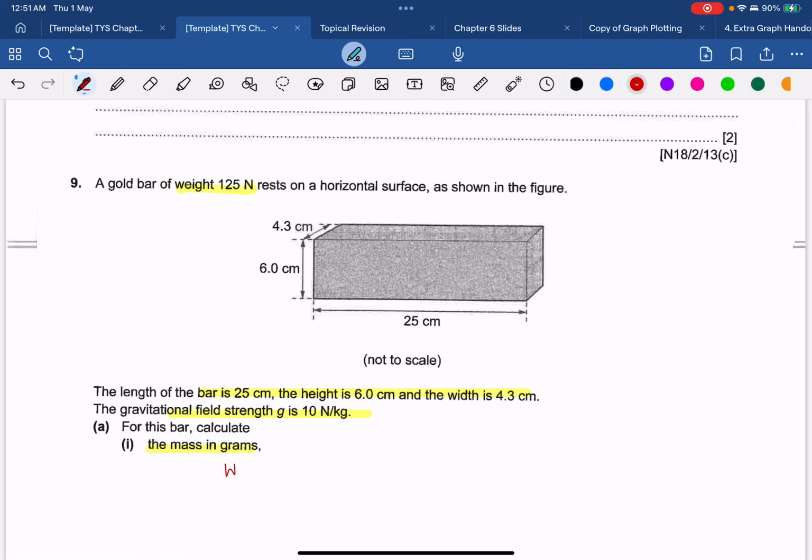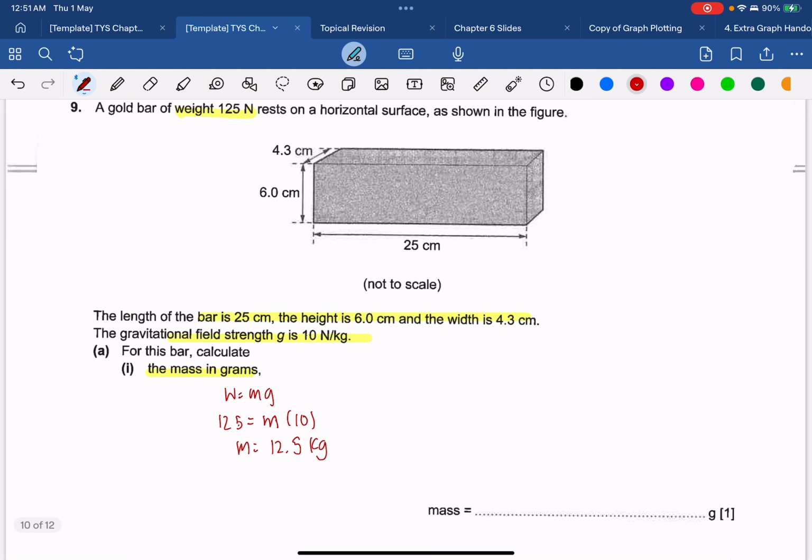So W equals mg. So it's 125 equals m times g, which is 10. Then this gives me 12.5. This is in kg, so I convert. This will give me 12500 grams.